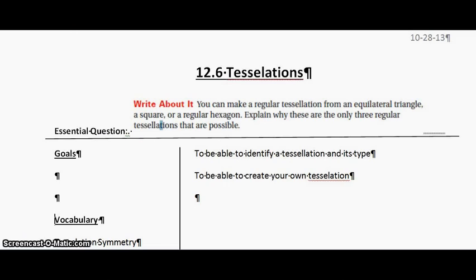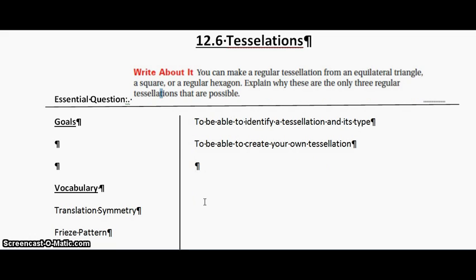These are our essential questions. You can make a regular tessellation from an equilateral triangle, a square, or a regular hexagon. Explain why these are the only 3 regular tessellations that are possible. Our goals, like we said before, were to be able to identify a tessellation and its type, and to be able to create your own tessellation.